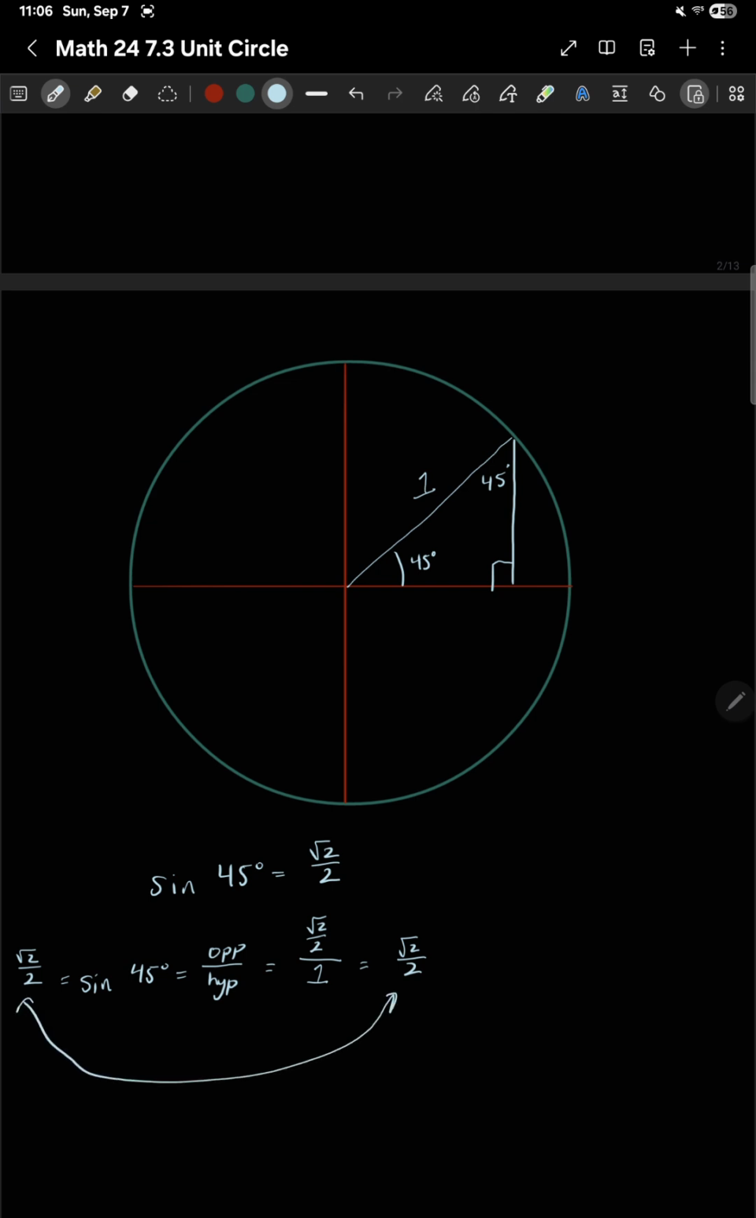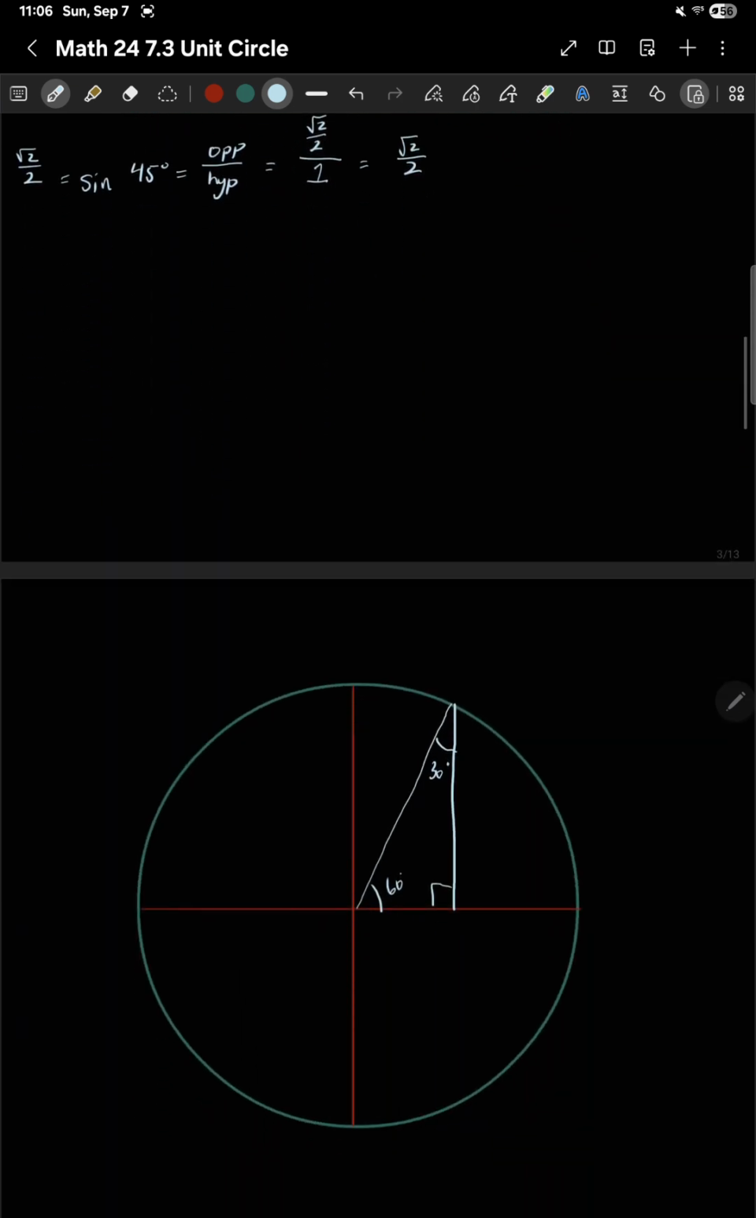And why does this work? Well, it's because we're on the unit circle, and what does sine tell us? It tells us the height of the triangle. So we know the height of the triangle here is the square root of 2 over 2. Okay, let's move on to the next one.